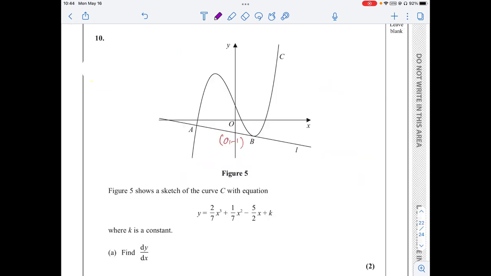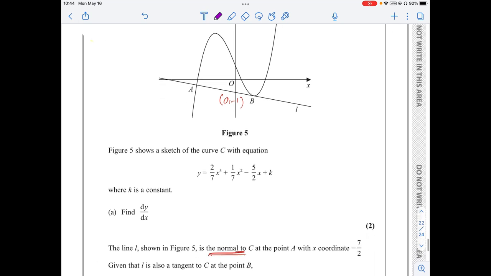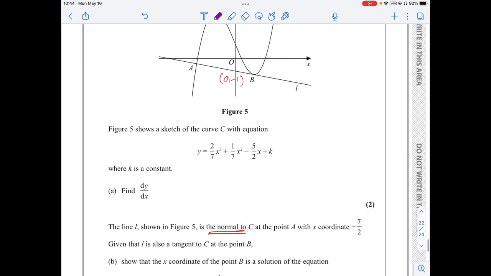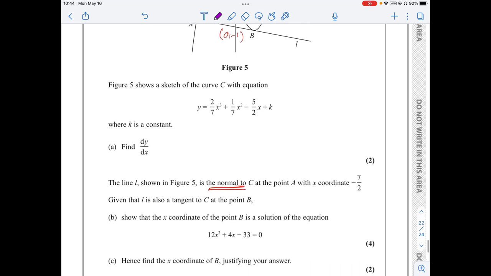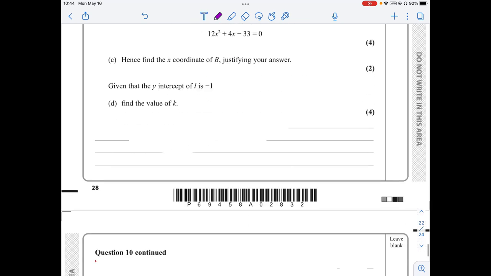Number 10, figure 5 shows a sketch of the curve C with the equation y equals 2 upon 7 x cubed plus 1 upon 7 x squared minus 5 upon 2 x plus k. Find dy by dx. So what am I going to do? I am going to find dy by dx.